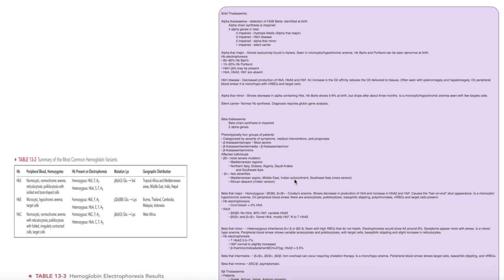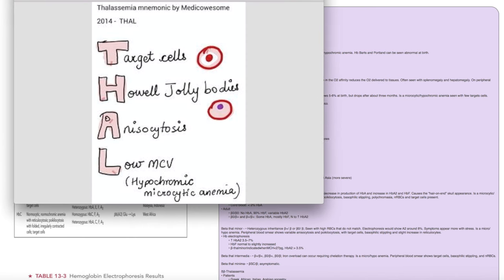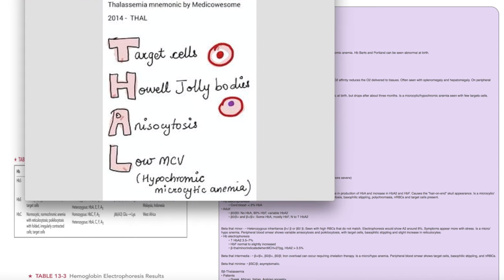I didn't want to put it on the actual chart, I just put that it would be a thalassemia because there's so much information that goes along with the thalassemias. So over here you have all of the major thalassemia groups picked apart and the major pieces taken out of it to help you recognize each on the lab exam. And I have this as well that may help you to remember thalassemias that I did not put on the graph: you have FAL, and T is for target cells, H is for Heinz bodies, A is for anisocytosis, and L is for low MCV.